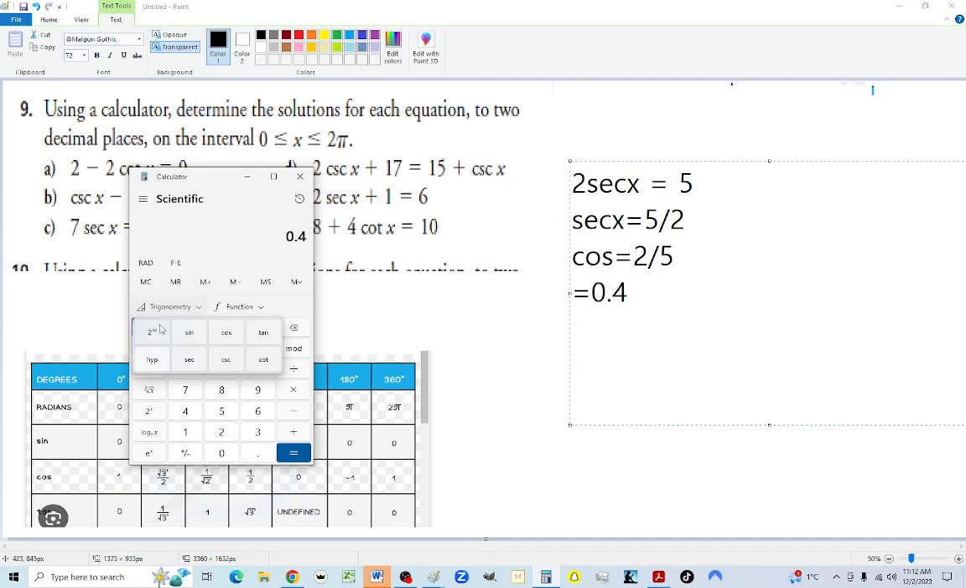0.4, trig, arc cosine. It's not. Oh, we're in radians. Shoot. So we're going to divide by pi. We're going to flip it. Yeah, it's not a nice easy number. Let's confirm it in degrees.